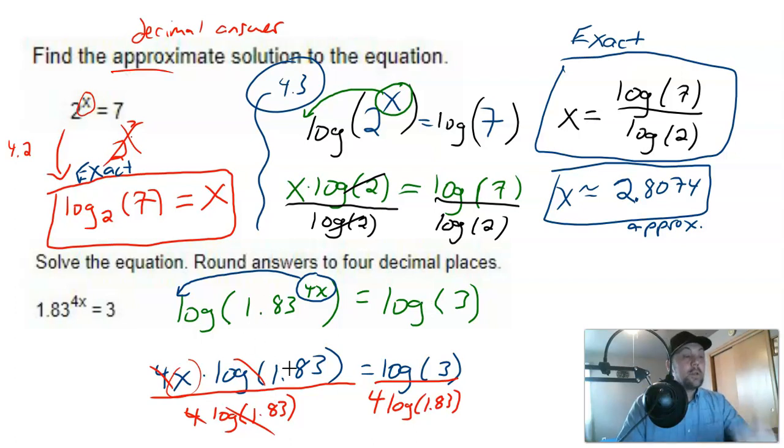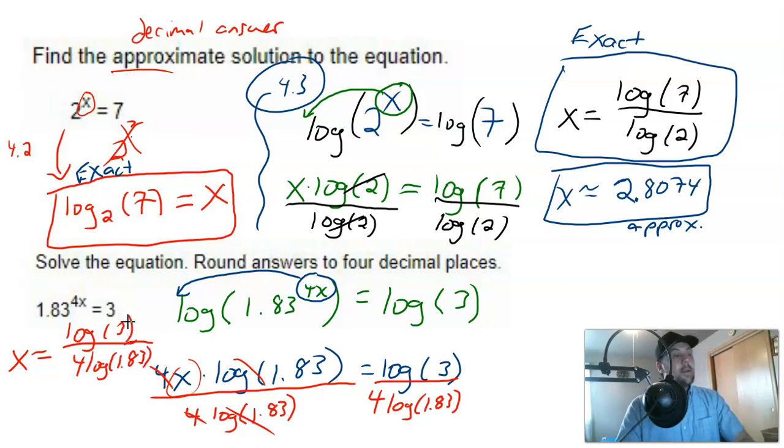And so you really should keep the logarithms as long as possible. Keep the answer exact for as long as you possibly can. And then at the very end, after you've solved it for x, type it all into your calculator at once. And so my final answer here in exact form is going to be log base 10 of 3 on top, divided by 4 times log base 10 of 1.83. So this is still exact. And now I will type this into my calculator to get my approximate answer to 4 decimal places.